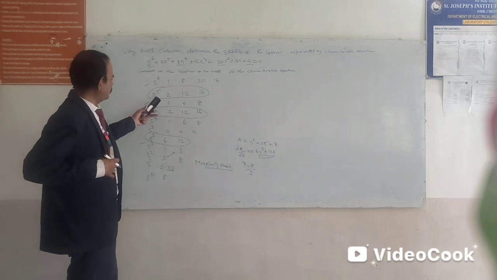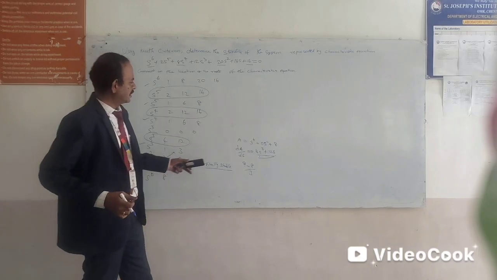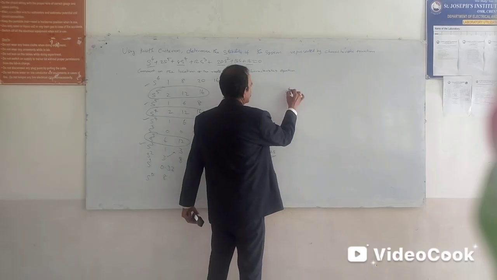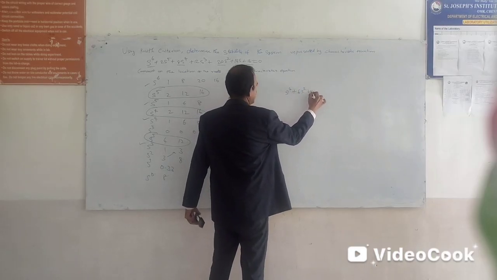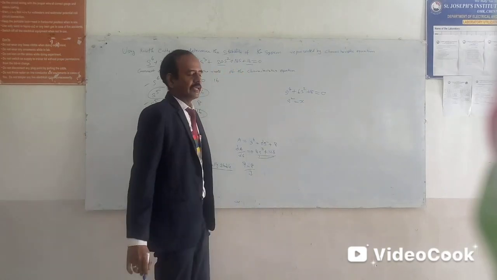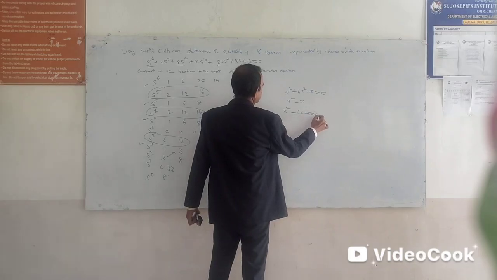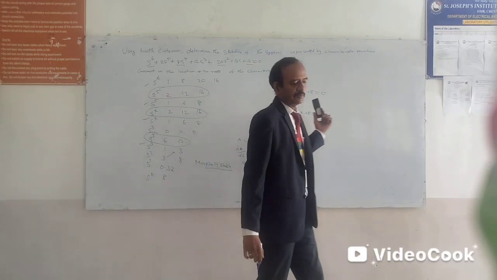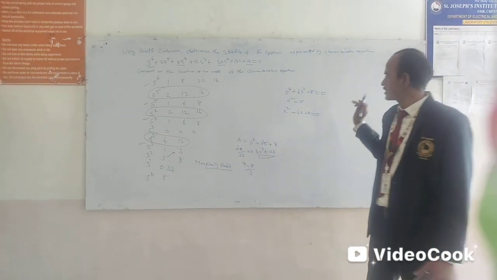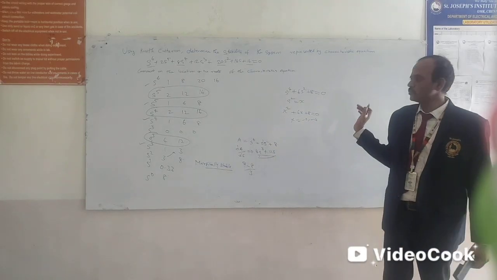So how can I identify how many roots lie on the imaginary axis as well as the left of the axis? For that, take the auxiliary equation, the same s power 4 equation: s power 4 plus 6s square plus 8 equal to 0. Put s square equal to x. What will happen? x square plus 6x plus 8 equal to 0. Identify the roots first. We will be getting the roots as minus 2 and minus 4.